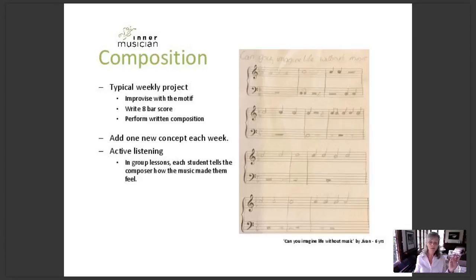We add a new concept each week. While they're playing their own compositions, the other students in my group are really listening critically and encouraging the composer to explain how they felt when they were listening to their particular composition. It is so positive. It's so enriching. I guess that's why I just so love teaching group, because you get this feedback.